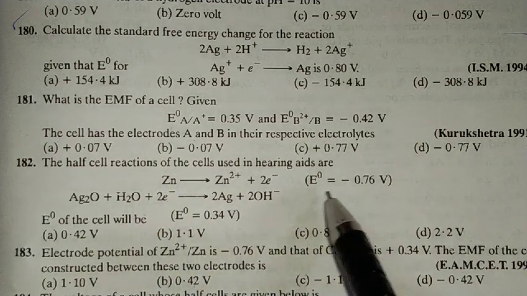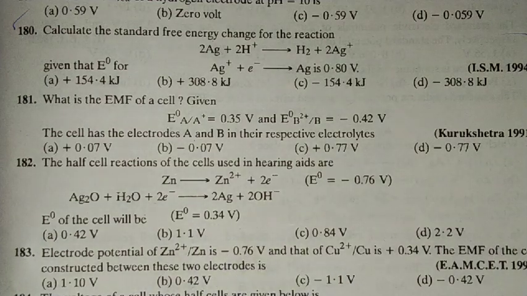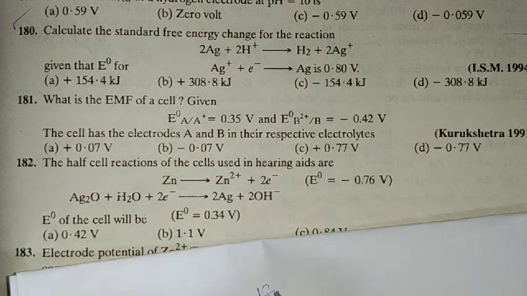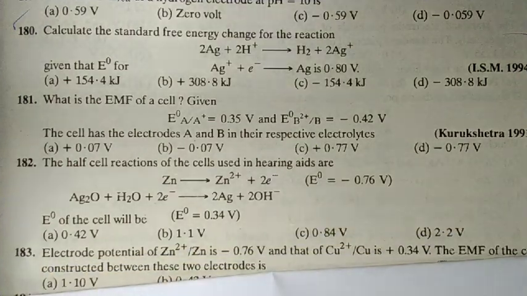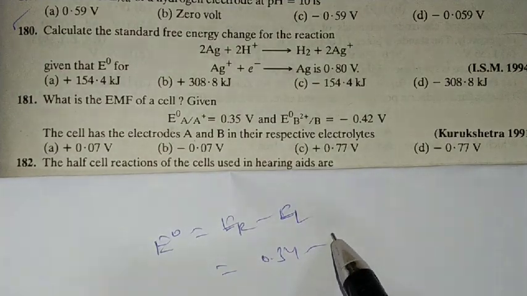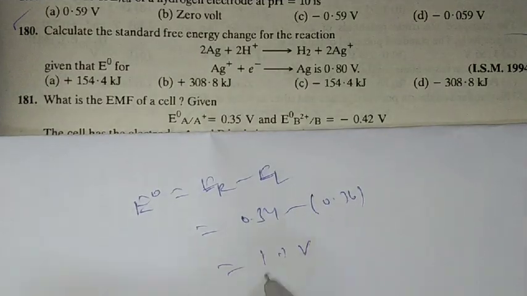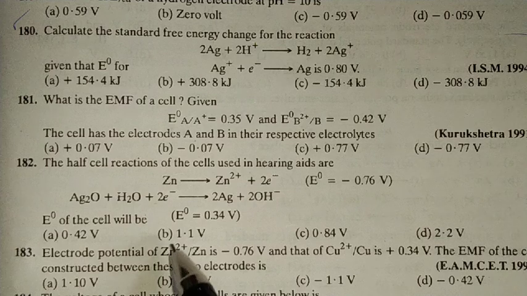So left half cell E0 value given, right half cell E0 value given. So just what is our formula now? E0 equal to E right minus E left. E right nothing but 0.34 minus E left nothing but minus 0.76. So if you simplify, you will get 1.1 volt. Is it clear? Direct formula. So that is why 1.1 volt.